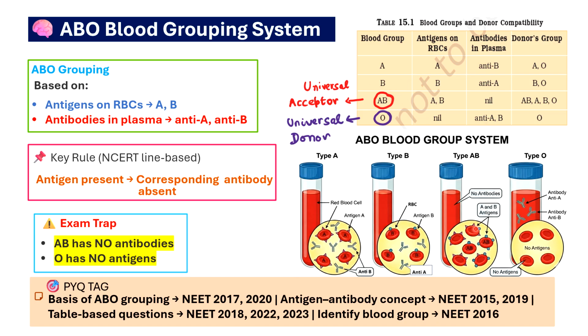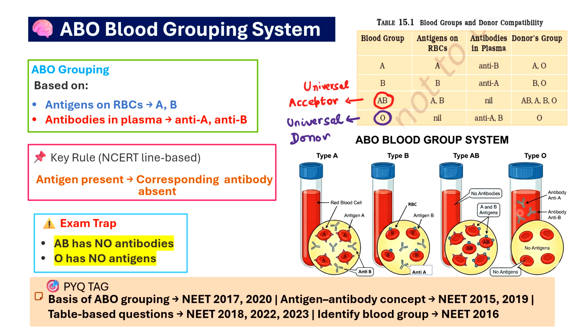Now AB type has both the antigens on the RBC surface and it does not have any antibody. So no antibody means it will not react with any antigens present on the RBC. So it can accept blood from all the types A, B, AB as well as O. If you see type 4, that is O type blood group, here it does not have any antigens on the surface, but it has both types of antibodies.